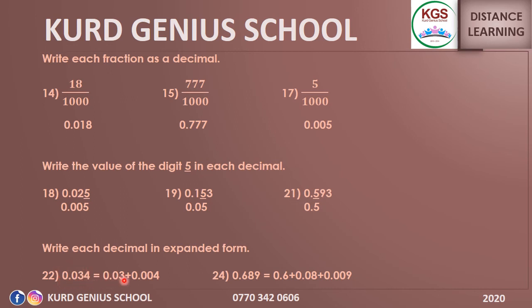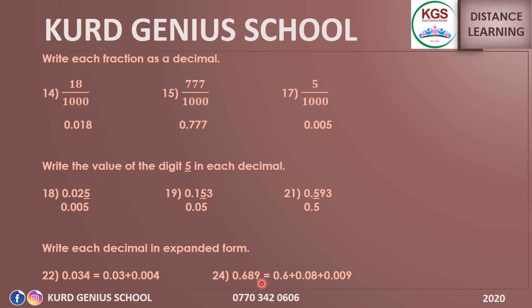Write 0.03 plus. What about the 4? We have 3 digits before the 4, so write each digit as 0. So 0.004, which means 4 thousandths.